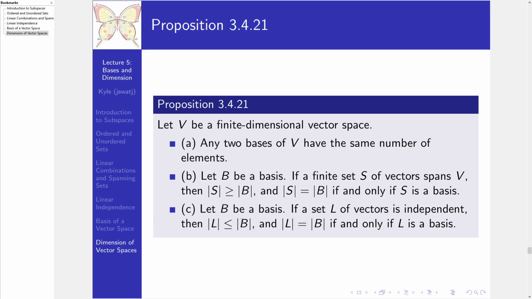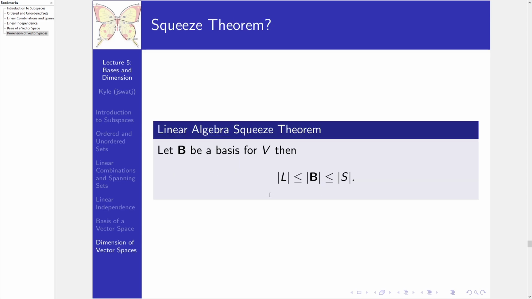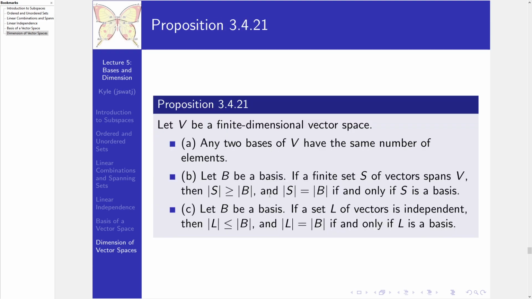Yes, and then the other two parts are kind of similar. Let B be a basis. If we have a finite set S of vectors that spans V, then the spanning set S is greater than the basis, which is like what I talked about here with the squeeze theorem. And these two sets would have the same number only if S is a basis. Basically, we removed some, and now we're at a basis. And the same thing could be said here. If we have an independent set, then it's less than B. If we add more vectors, we'll get exactly the basis. So yeah, this is basically what this is saying right here.